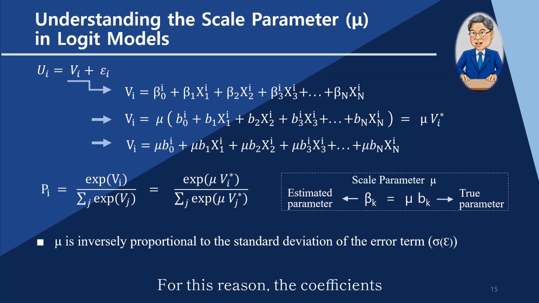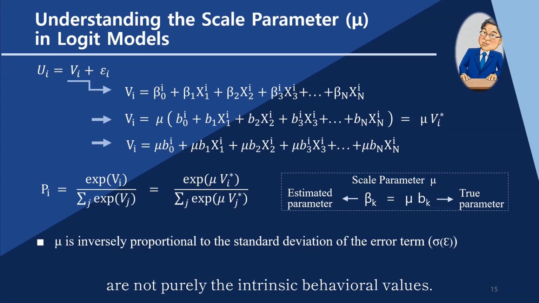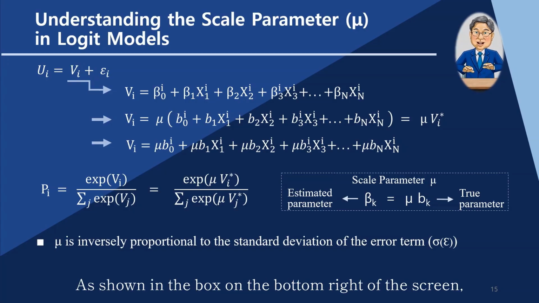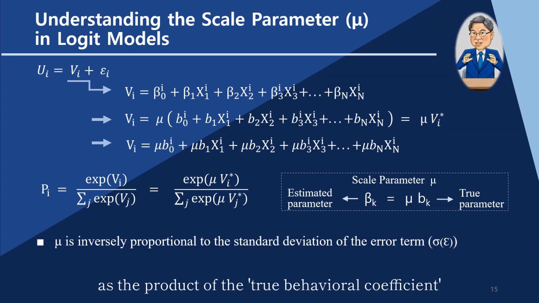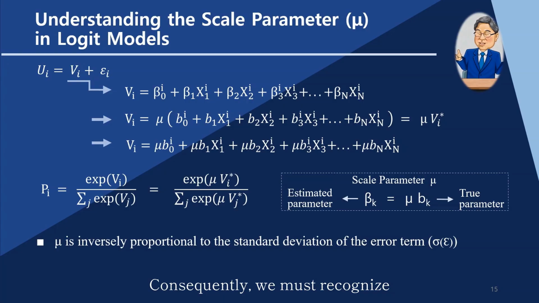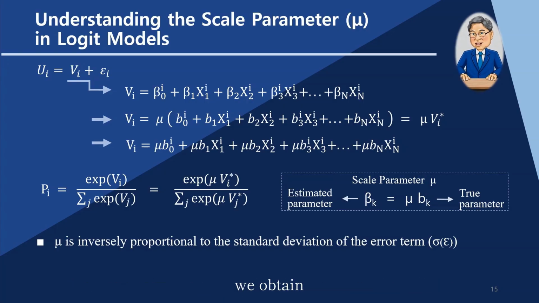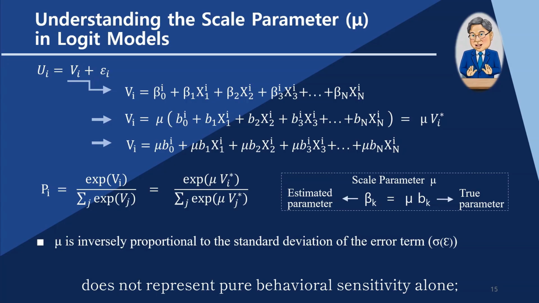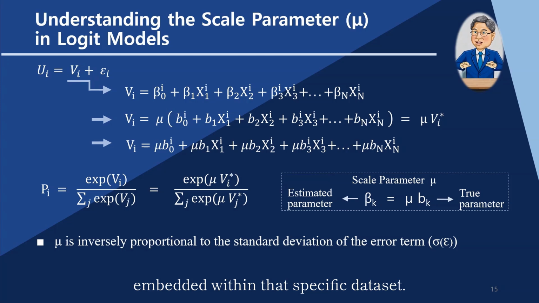For this reason, the estimated coefficients provided by statistical software packages are not purely the intrinsic behavioral values. As shown in the box on the bottom right of the screen, the estimated coefficient is output as the product of the true behavioral coefficient and the scale parameter mu. Consequently, we must recognize that the absolute magnitude of the estimated coefficients we obtain does not represent pure behavioral sensitivity alone, rather it varies depending on the variance of the error term embedded within that specific dataset.